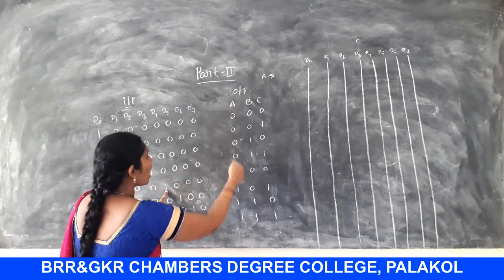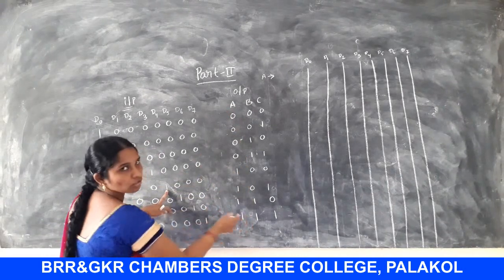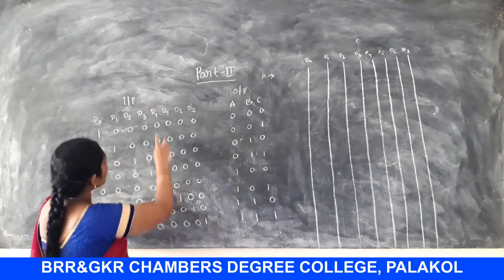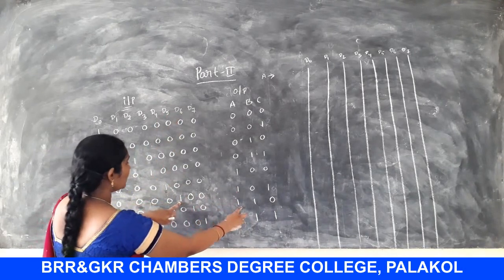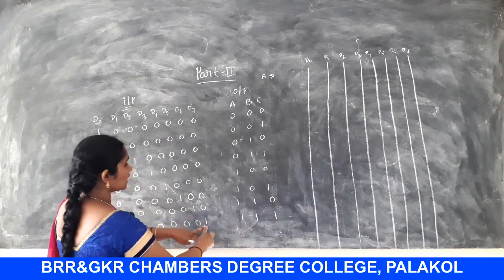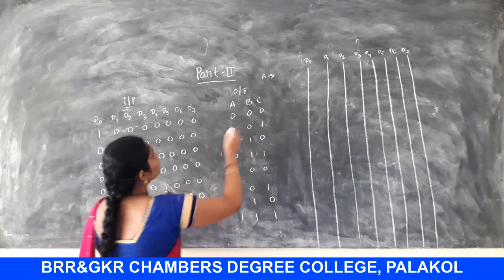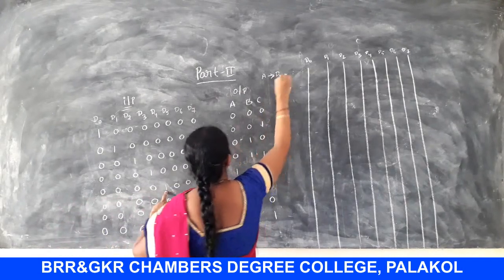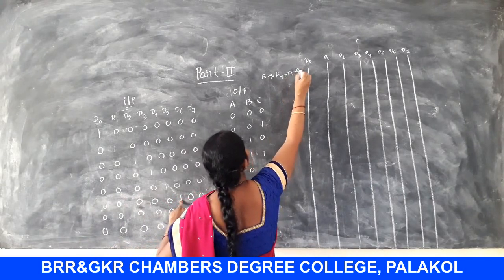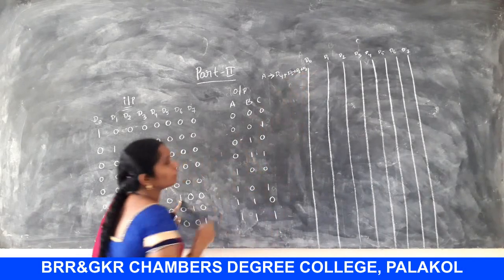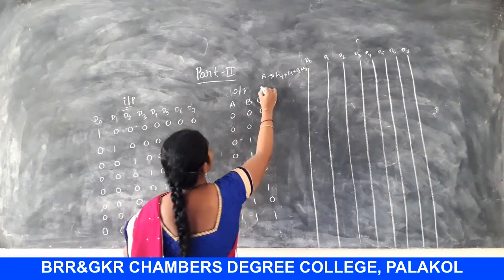So we have to take this A. These 1, 1, 1, 1 are there. The corresponding values are D4, the next one is D5, the next one is D6, and the next one is D7. So the final equation is D4 plus D5 plus D6 plus D7. Okay.